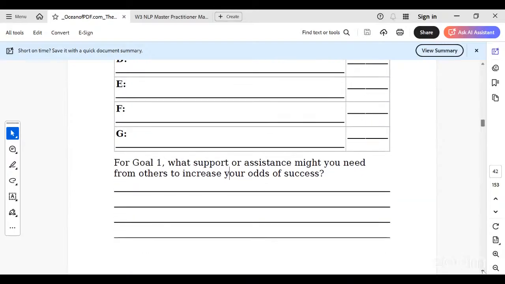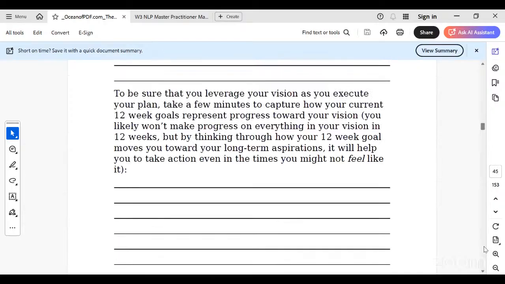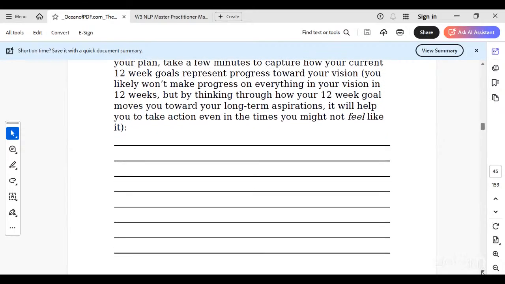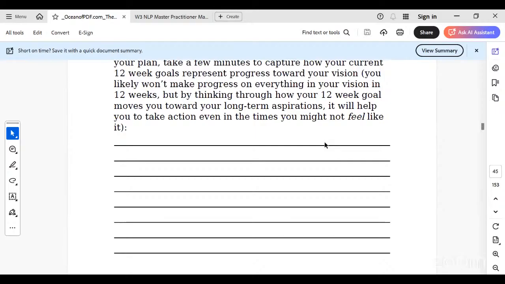So for each goal, we have to write this, right? And then how your current week goals represent progress toward your vision. So basically, I think this is more of a lead, lead actions. Okay, long-term aspiration, I'm sorry. This is more of a mapping; this will lead to the annual and finally to the vision or the long-term aspirations that you have.